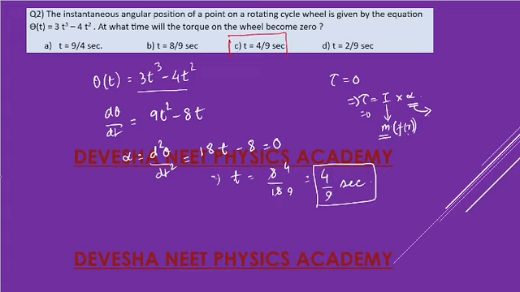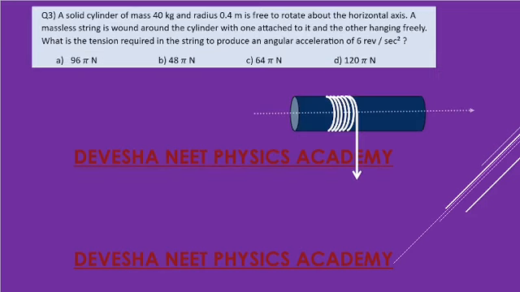Okay, let's go to the next problem now. In the next question, it's given that a solid cylinder of mass 40 kg and radius 0.4 meter is free to rotate about the horizontal axis. Imagine this is the horizontal axis here. The mass is equal to 40 kg, and the radius is equal to 0.4 meter. A massless string is wound around the cylinder.